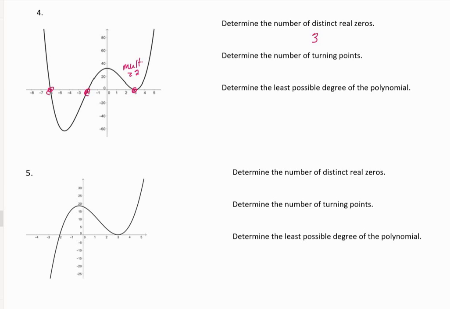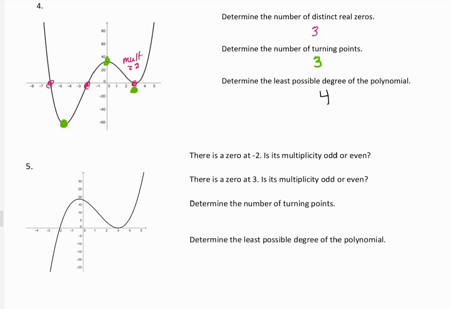Okay, the number of turning points. Here's one turning point. Here's one. And this x-intercept is also a turning point. So I have 3 turning points. And remember that the least degree of the polynomial is going to be 1 more than the number of turning points, so that's 4.